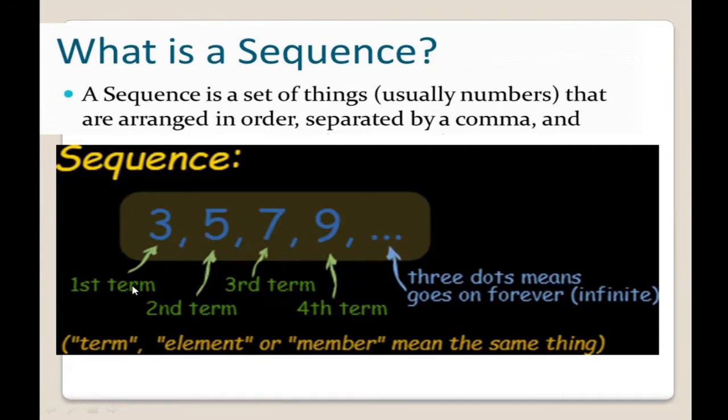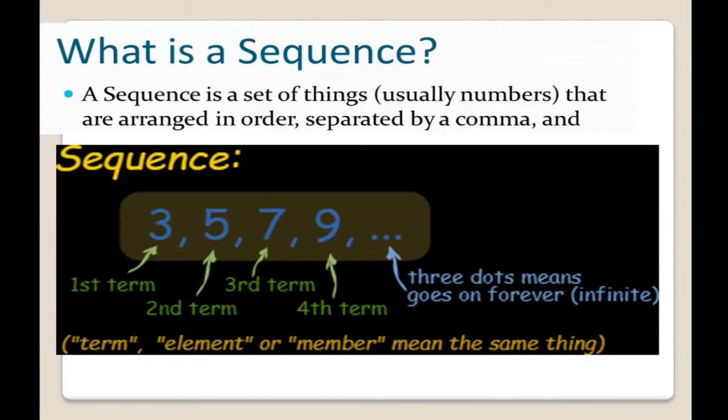You can say term, element, or member. They mean the same in a sequence. You can say the first member, second member, and so on, or first element, second element, third element. They all are the same. So this is a sequence.